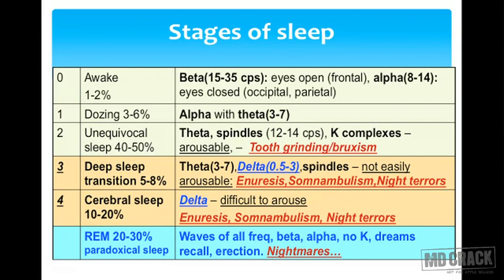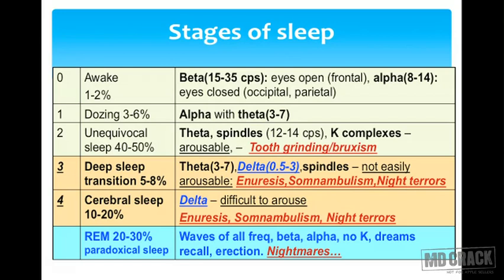Let's go to the next row, and the next row is highlighted because we are entering comparatively deeper type of sleep. That's stage 3. It's not exactly called deep sleep, it's called deep sleep transition, and we spend about 5 to 8% of time in this. The previous wave for the stage 2 sleep was theta, so theta is still present, that's 3 to 7 cycles per second. And the next wave to appear is the last one, that's delta wave, is only 0.5 to 3 cycles per second. Along with this, there may be some spindles. In the deep sleep transition, that is stage 3, the patient is not easily arousable.